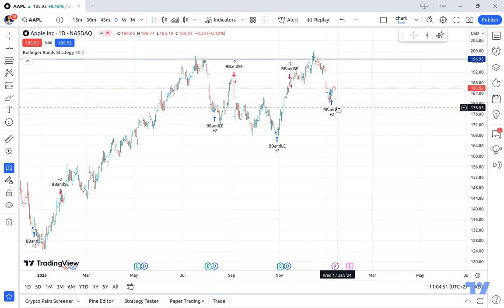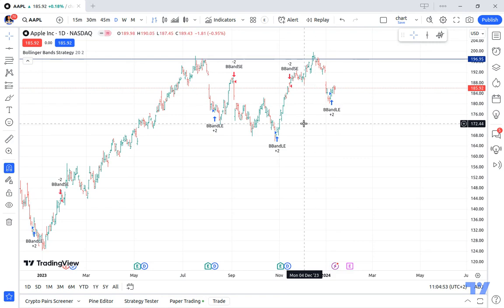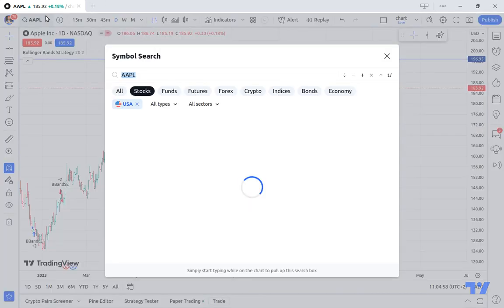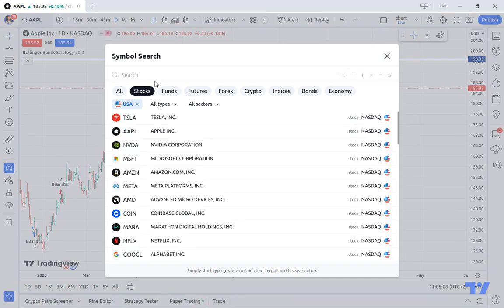Okay, and so that's the double top pattern. So if you see a double top pattern, try your best to look for a reversal.